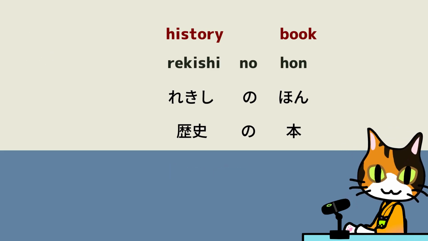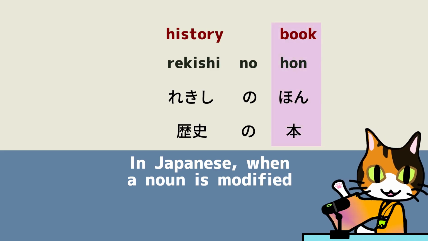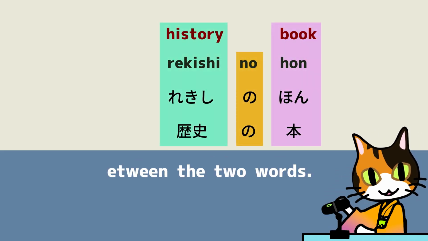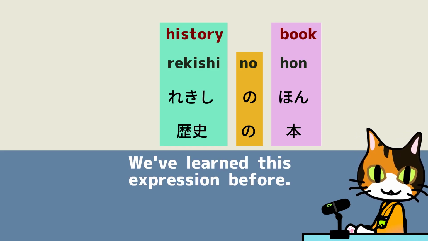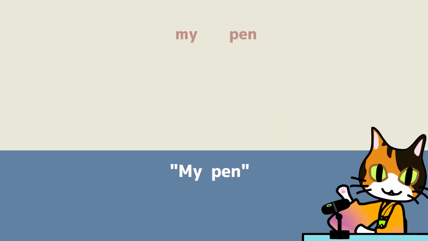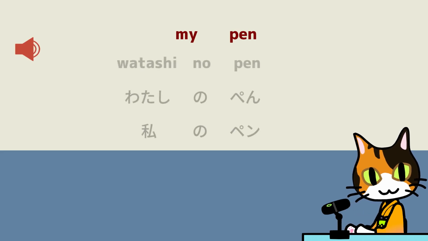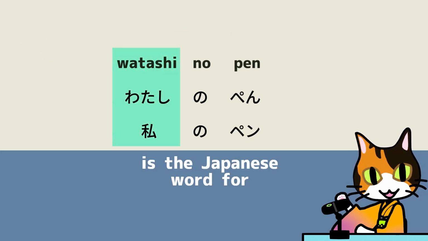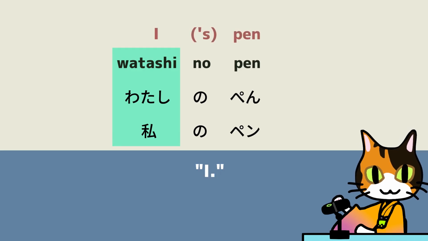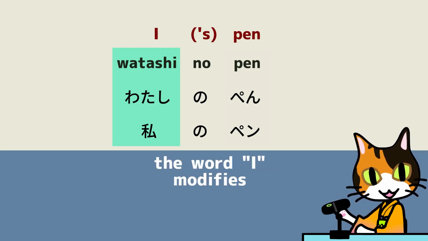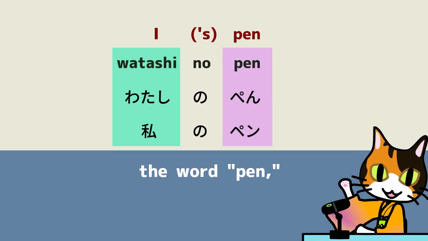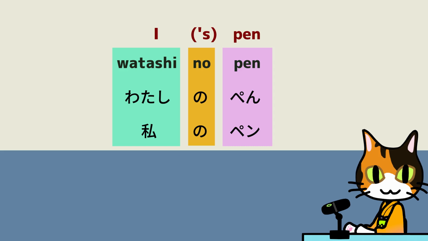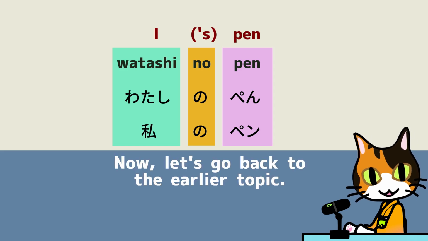Very nice. In Japanese, when a noun is modified by another noun like this, the particle no is added between the two words. We've learned this expression before. My pen. 私のペン. Watashi is the Japanese word for I. In this case too, the word I modifies the word pen, so the particle no is inserted between the two words. Now, let's go back to the earlier topic.